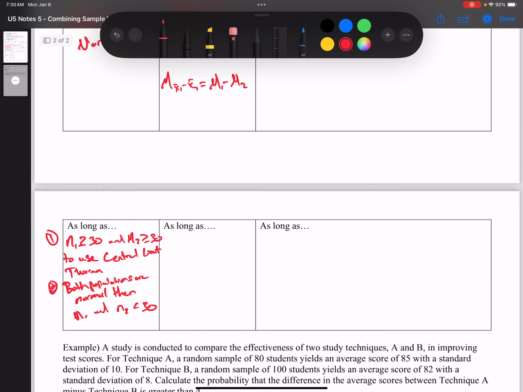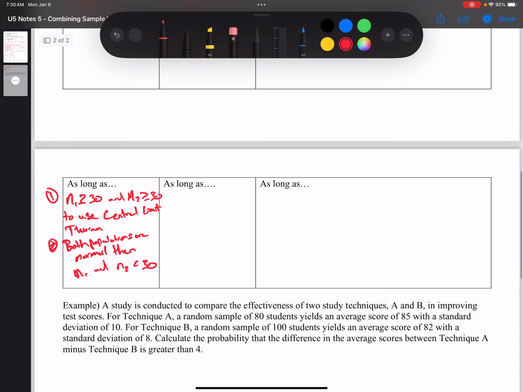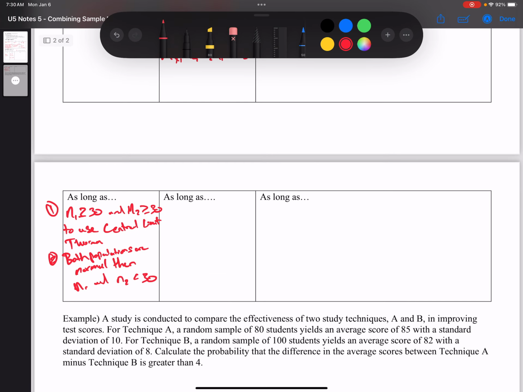And again, as we talked about up here, the sampling has to be random samples from the population, sorry for my handwriting there, or random assignments if doing an experiment.